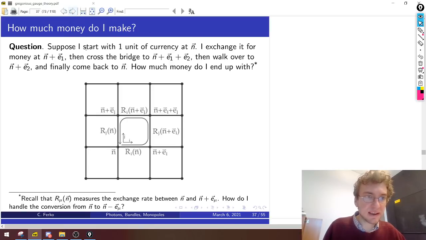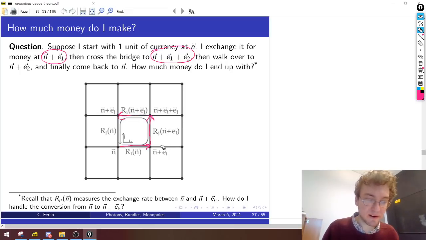And now let's answer the second question about how much money I make. So I'll ask another question for you. Suppose I generalize this thing about making money with the Deutsche Mark. I start with 1 unit of currency here at a point n, and now I'm going to go in a loop. I first go to the right, so along the unit vector E1, and I exchange it for money at n plus E1. Then I go up, I exchange it for money at n plus E1 plus E2, which is up here. Then I come back, so I'm going to the left.